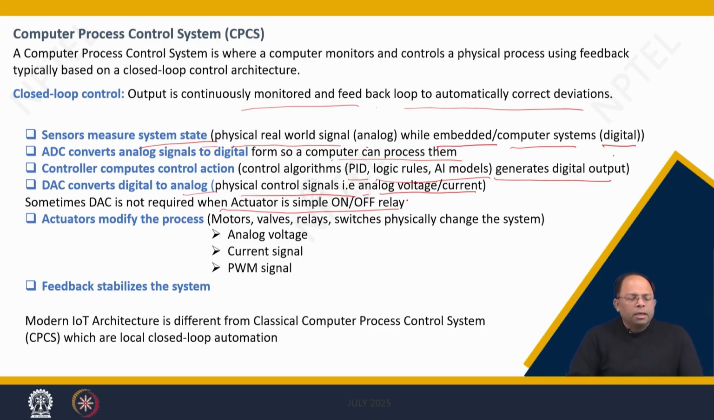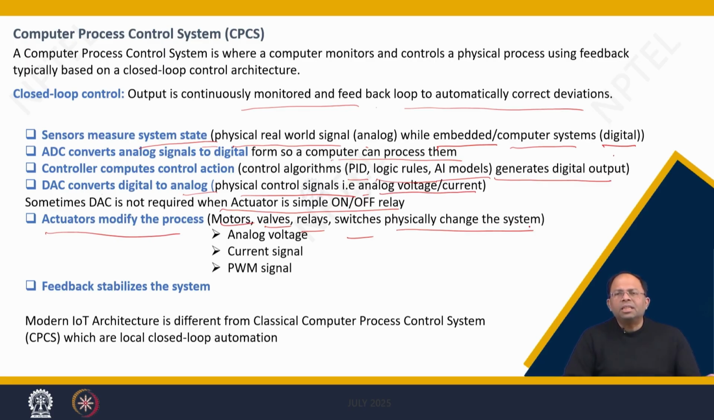So, actuators are the devices connected to this system which are able to modify the process. That means modify the system to a certain extent. So, what are those actuators? It could be motors, valves, relays, or switches, and we will discuss this in detail later, who does what, and then this can be used to physically change the system. For example, if I want to increase the amount of airflow in a room, I will increase the fan speed, right?